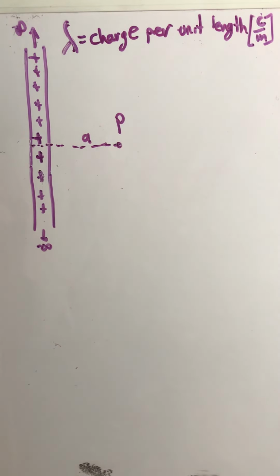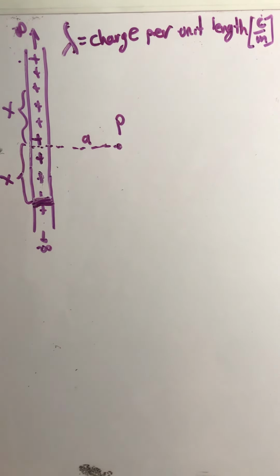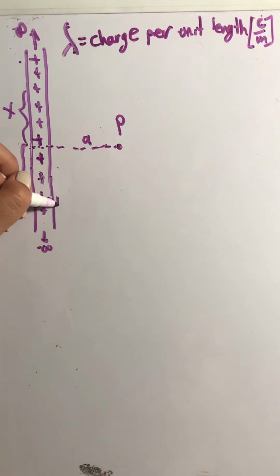So the first thing you need to do is find a small little segment of the infinite line, which is a distance x, and this x is a variable as it can fluctuate. It can go from here to all the way to infinity, from here to all the way to negative infinity. Right now I'm just drawing it here, and this little segment has length dx.